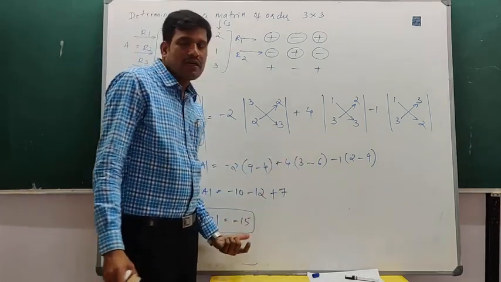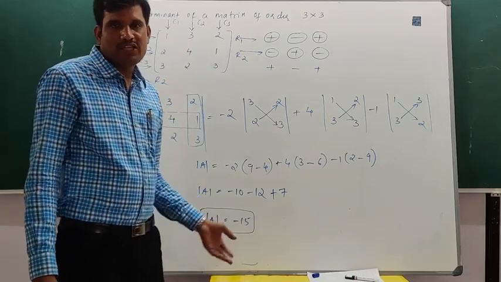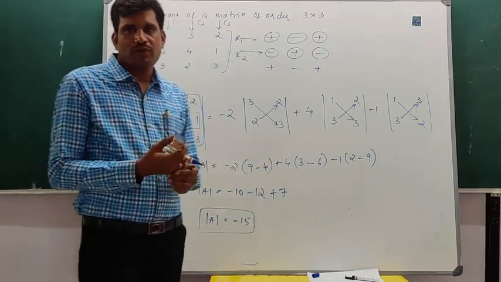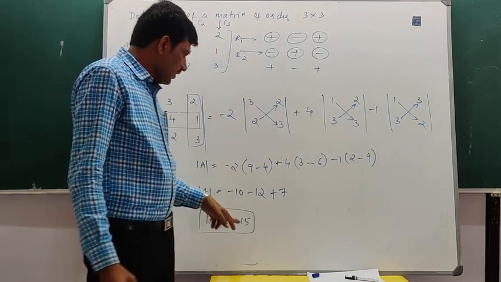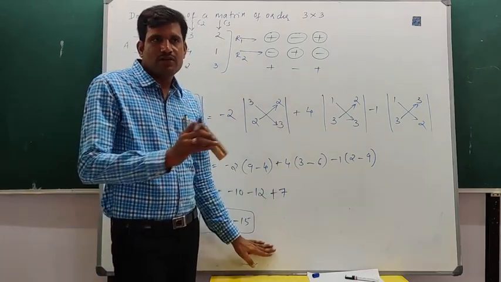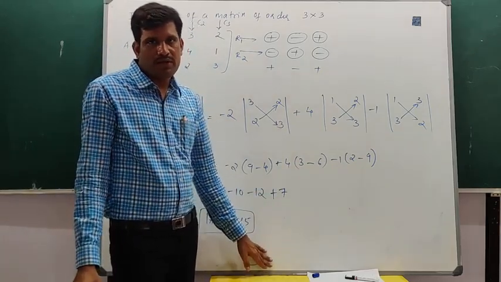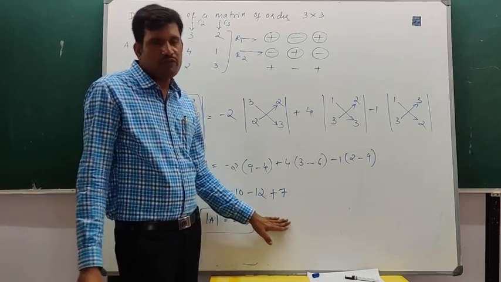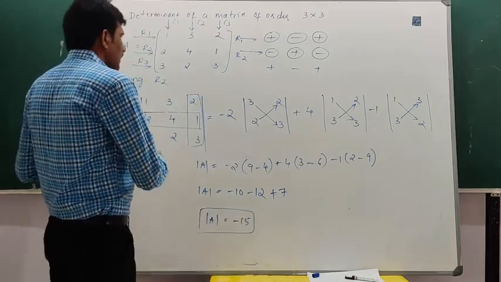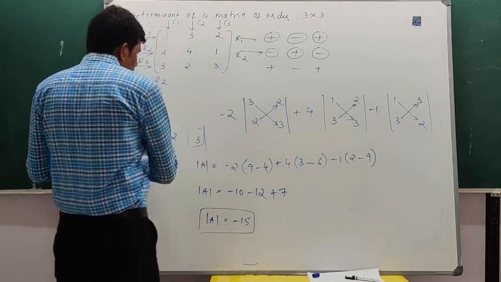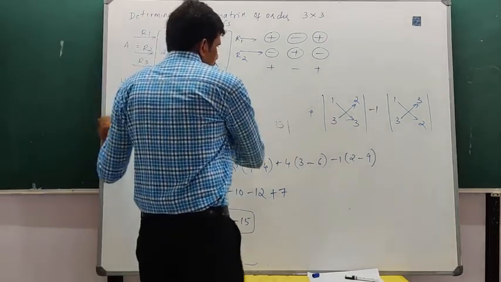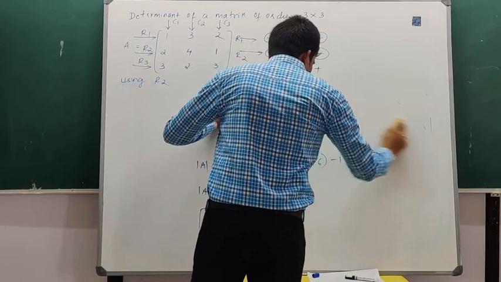Therefore, the determinant value is minus 15. In the matrix method, we have one 5 marks problem. In the matrix method, if you get a wrong answer in the determinant, the whole problem will become wrong. So while expanding, you should be very careful and get the correct answer. Now I will expand by using the third row.